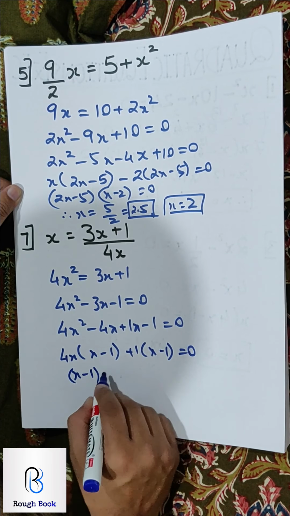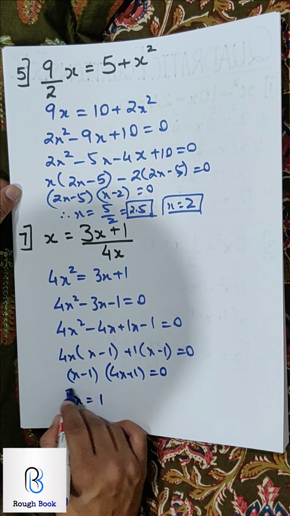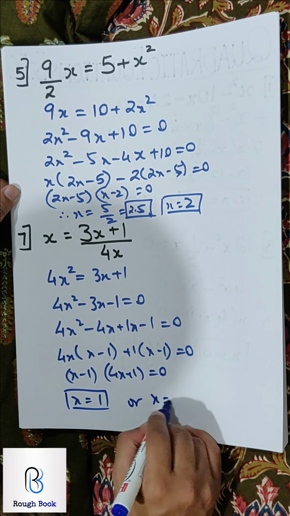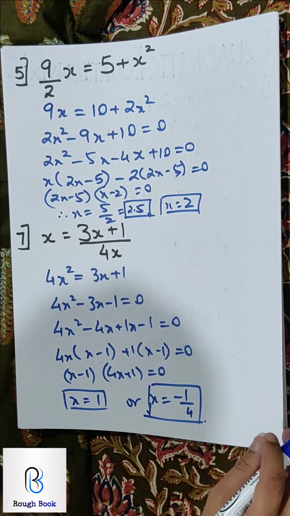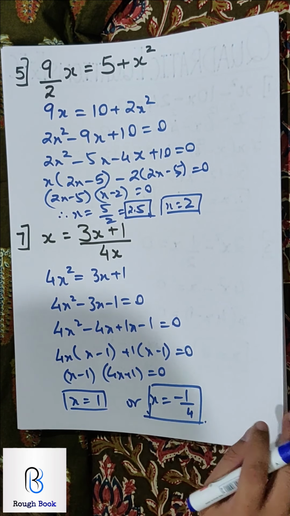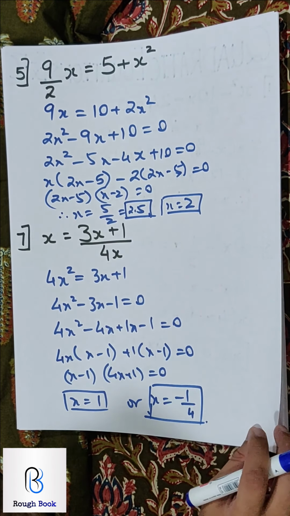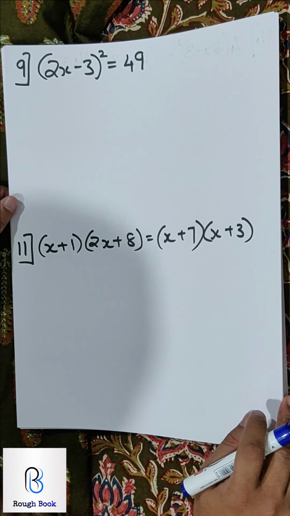So I will get x minus 1, 4x plus 1. So finally x will become 1 or x will become minus 1 by 4. Did you manage to get the same answer? How many hands go up? Yeah, don't get excited because such type of sums are not expected in the exam any which ways. We're just warming up. Sum number 9.